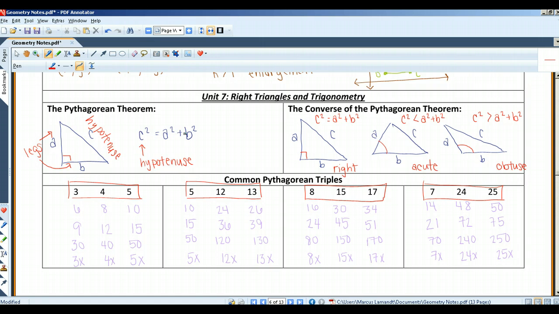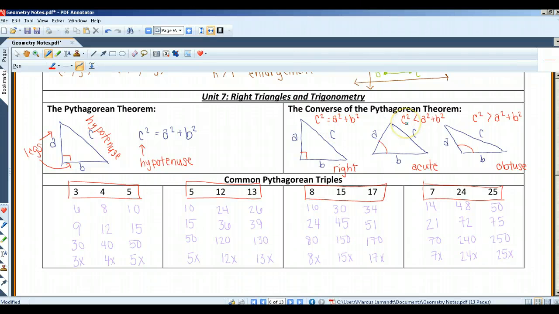The converse of the Pythagorean theorem is also true. You can use it to verify that a triangle with given side lengths is a right triangle. So if the square of the length of the longest side of a triangle is equal to the sum of the squares of the lengths of the other two sides, then the triangle is a right triangle. So basically, if a squared plus b squared equals c squared, you know it's a right triangle. Okay?